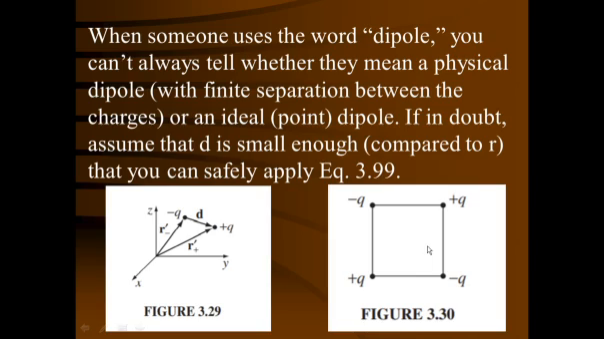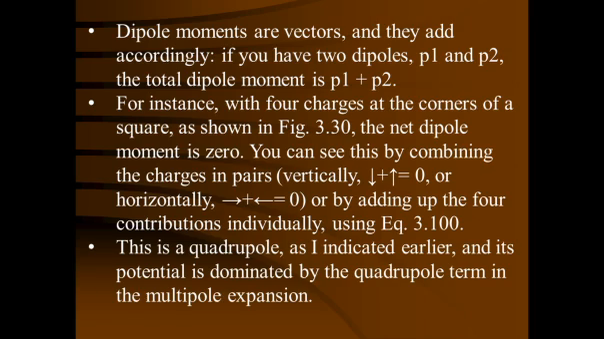So, the net dipole moment of this configuration is going to be 0, but it forms a quadrupole, and that quadrupole moment is not going to be 0, and that can create a potential at a distance r. Remember, this is a quadrupole. As I indicated earlier, its potential is dominated by the quadrupole term in the multipole expansion.